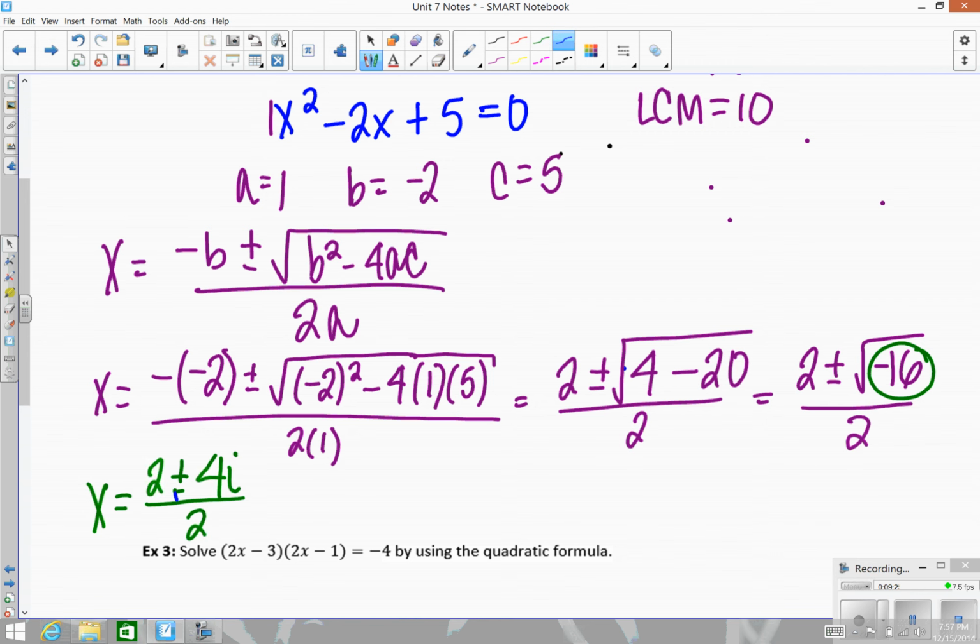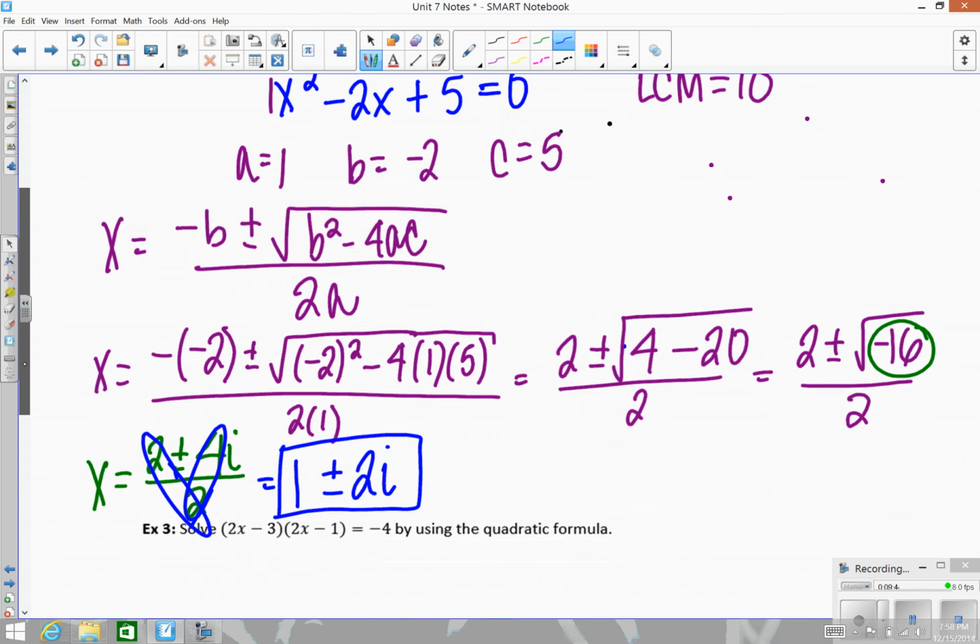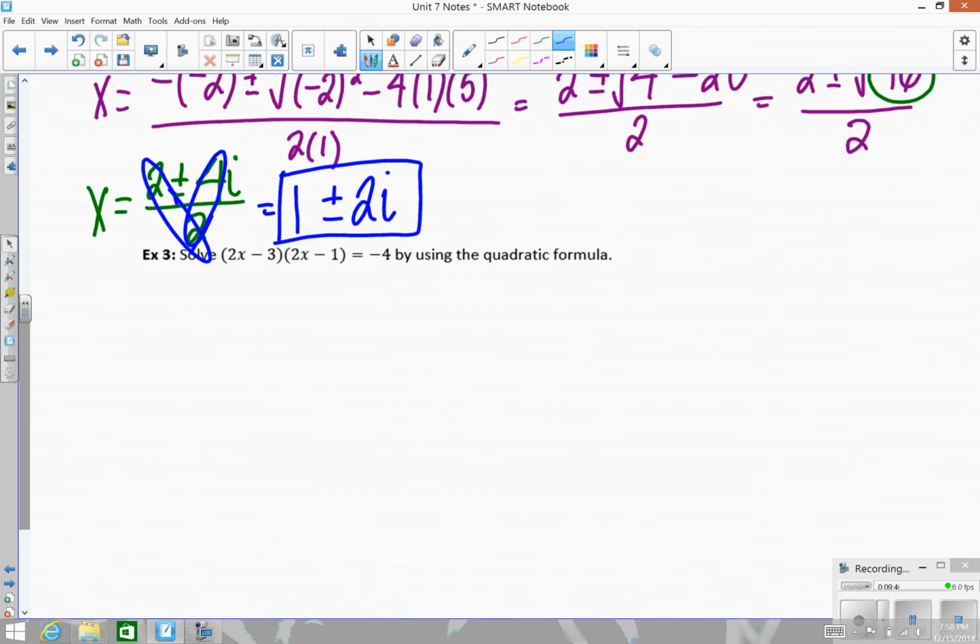And again, you can simplify as long as you can simplify both pieces. So I have 2 divided by 2 is 1, plus or minus 4 over 2, which is 2, and then you just keep the i. So there are your two solutions. So keep in mind, 1 plus 2i and 1 minus 2i are your two solutions. All right, let's look at another one that looks a little bit different to start.